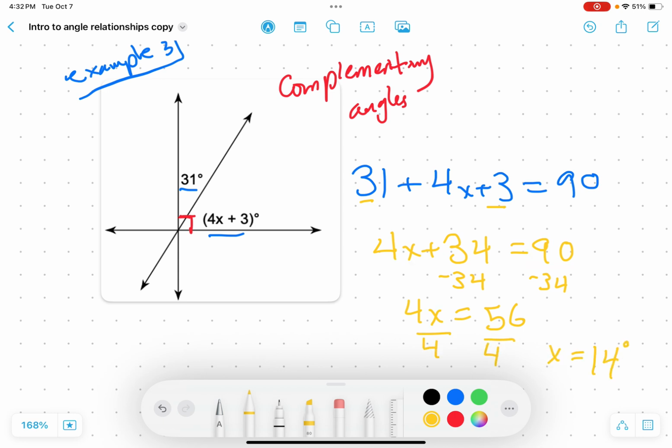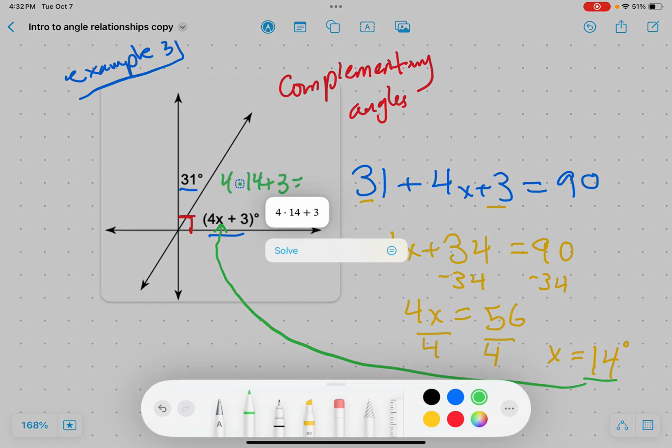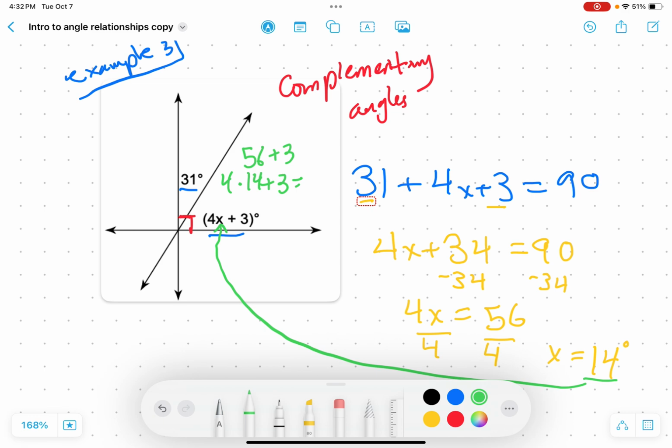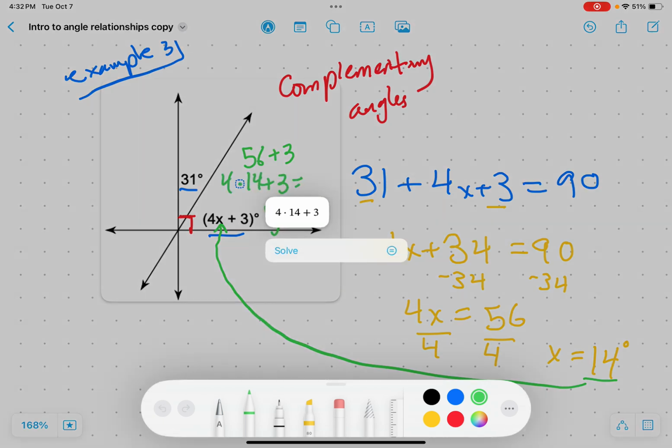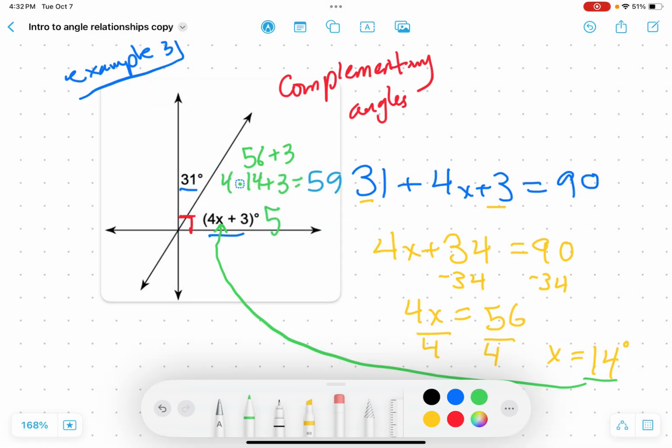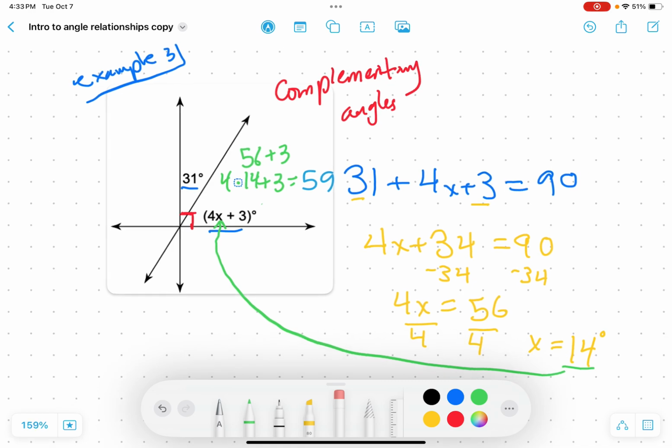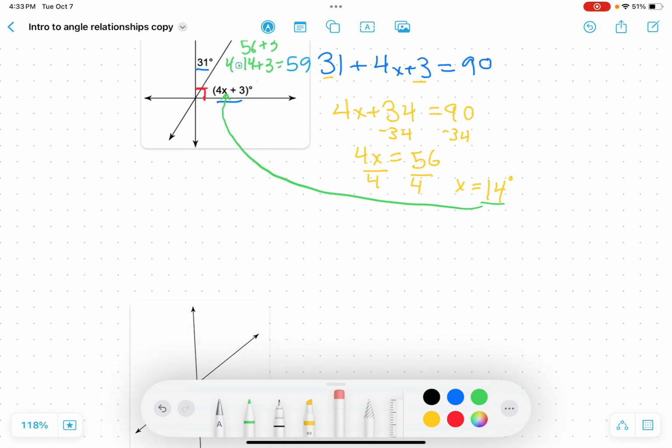Okay, but I'm not done with this problem because I need to find the measure of this whole angle. So let me plug in that 14. 4 times 14 plus 3. That gets me 56 plus 3, and so this angle measure is 59. Great. So this is the process of solving for x and identifying the value of the missing angle. We're going to do 2 more of those examples for this quick lesson.